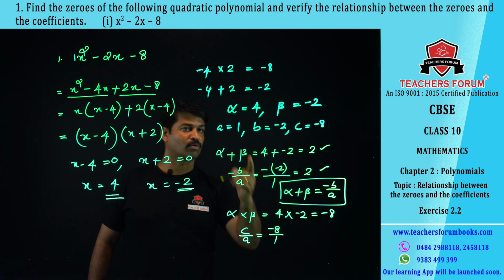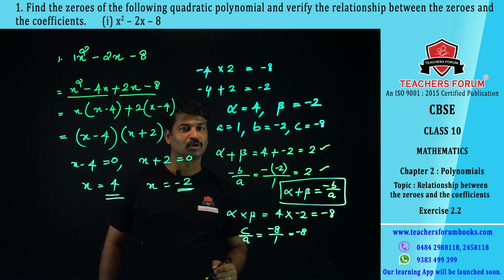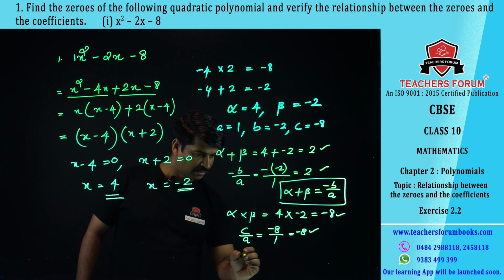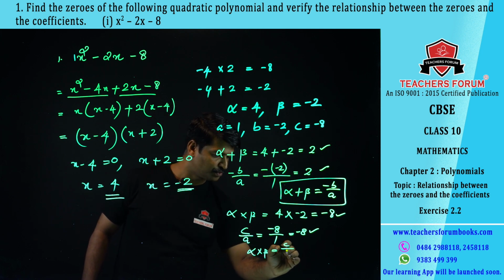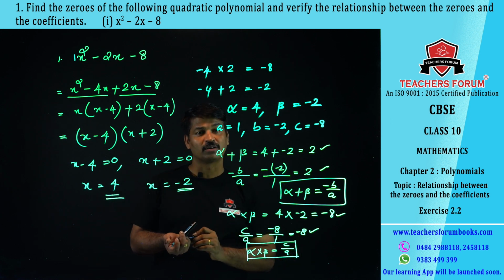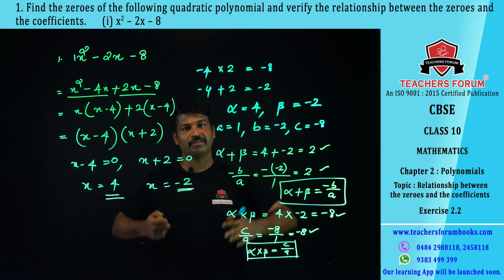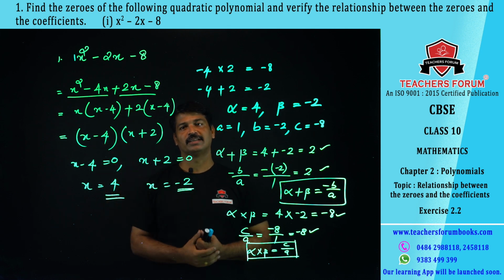A is 1, the coefficient of x square, and that is equal to minus 8. You see, these both are equal, minus 8, minus 8. From this, what do we conclude? We conclude that alpha into beta is equal to c by a, isn't it? So we have verified the relationship between the zeros and the coefficients of the polynomial. So what we have done here, to find the zeros, you have to use the splitting the middle term method.